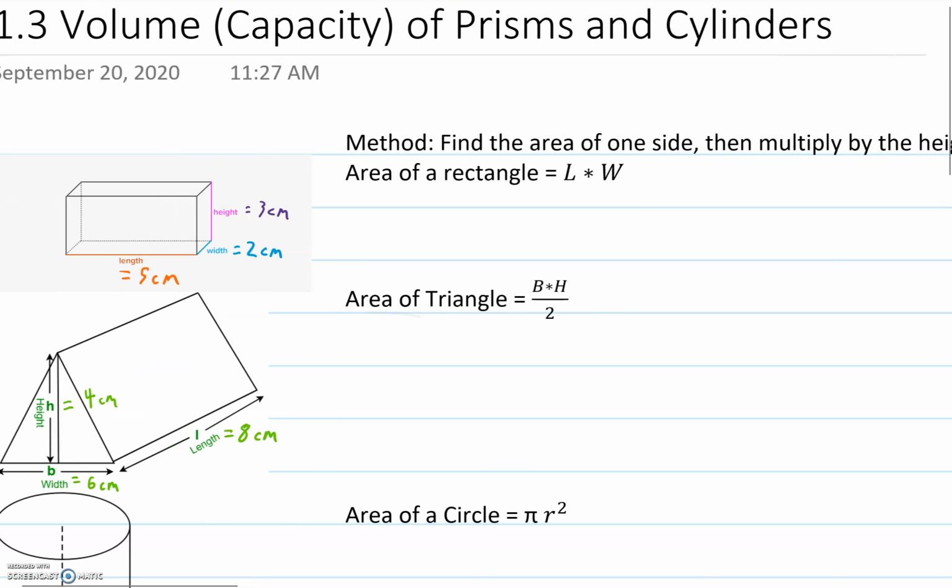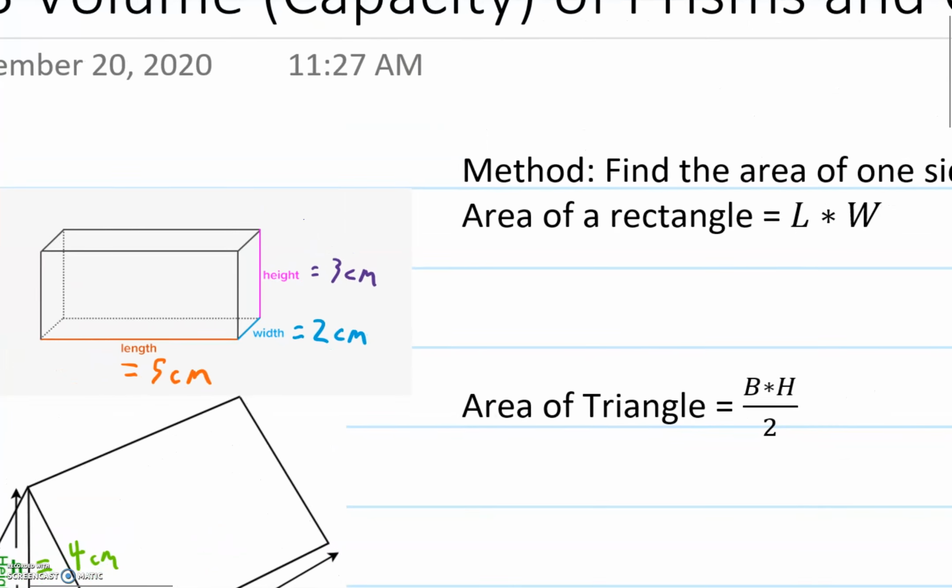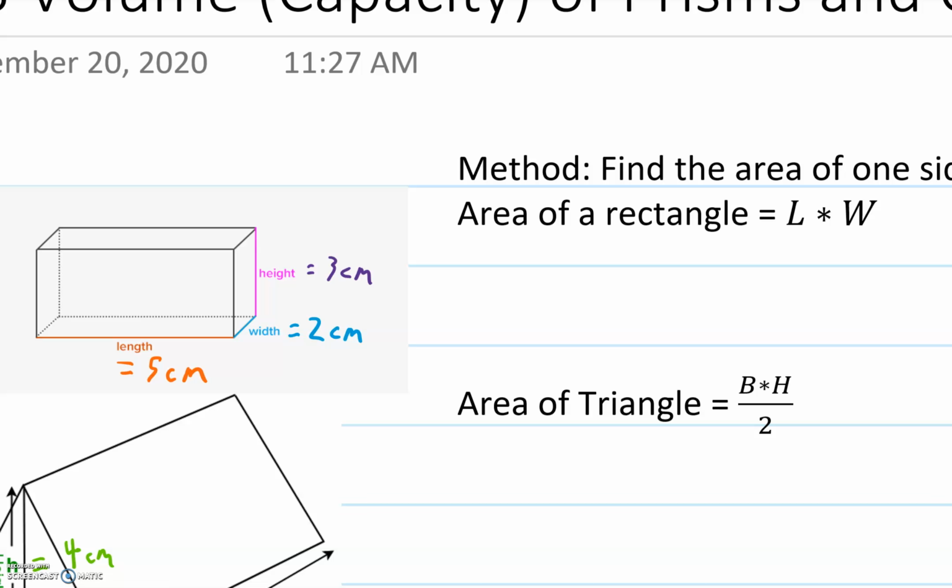Okay, so in the case of the rectangular prism, the area of a rectangle is length times width. So all we have to do is we need to have volume equals the length times width, like I said before, but times the last dimension, which is height. So in this case, length is 5, width is 2, height is 3. So if we multiply those together, we have 6, we have 5, we've got 30 centimeters cubed. So all we do is multiply length times width times height.